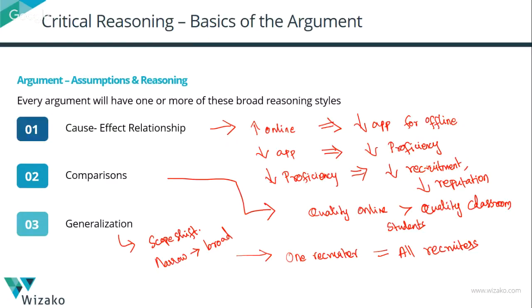Another generalization that could have existed is he's talking about Sunshine University. If in the conclusion he said all universities must get rid of their online programs, then that becomes a generalization again. So these are very subtle scope shifts that will occur between your premises and your conclusion. A lot of people tend to miss out on these when they occur in an argument. Please ensure that you identify those.